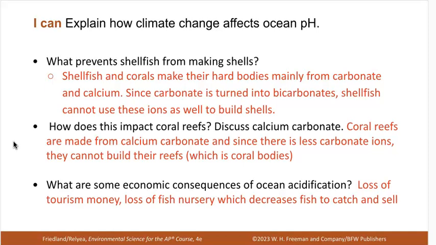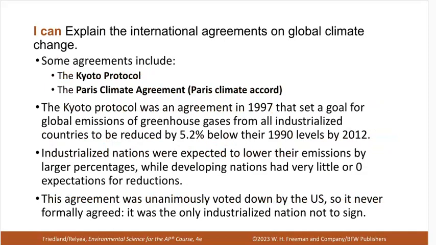What are the economic consequences? We talked about this before. Here's a little more: loss of tourism money, and loss of fish nurseries, which decreases the fish to catch and sell. We went over that previously. Okay, what are our solutions there? How do we fix not just ocean acidification and warming, but all of the problems with climate change?